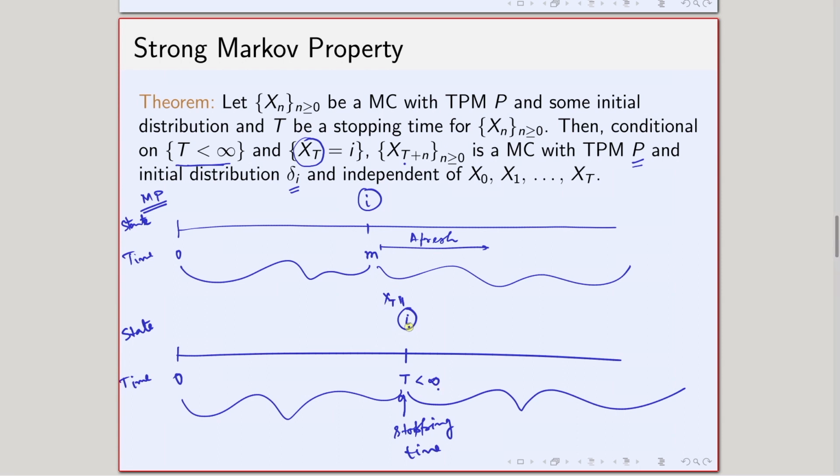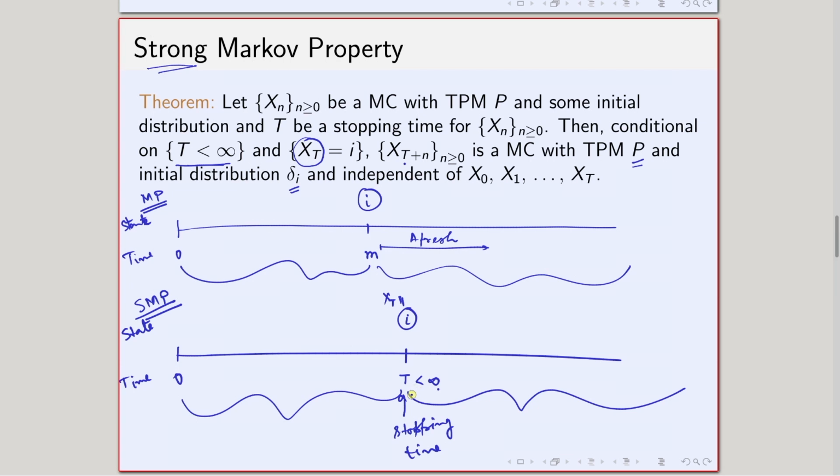So the strong Markov property says that even in the Markov property, if I replace m with some stopping time, the conclusion of the Markov property still holds true. And why do we use this word strong here? Because it is stronger in the sense that instead of a fixed time, now I can take a stopping time also.